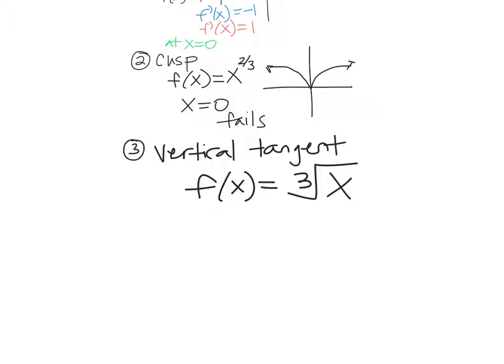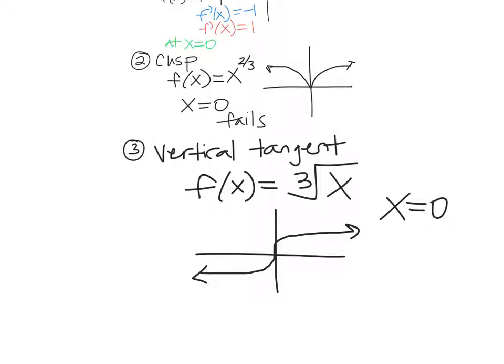All right, so when you graph this, it looks like this, and all of a sudden it goes straight up and down, didn't it? So at x equals 0 here, we fail to have a derivative because the tangent line is vertical, and vertical lines have no slope. And if you have no slope, then you can't have a derivative because derivative is slope.